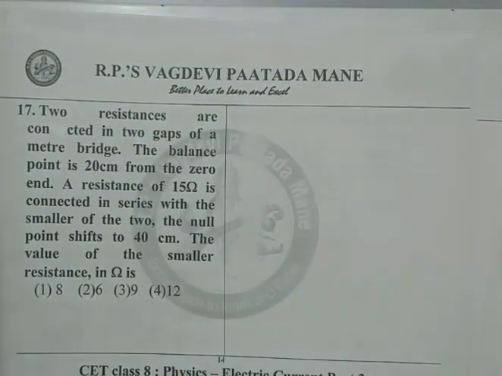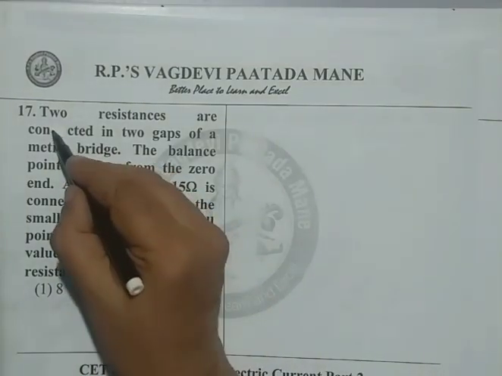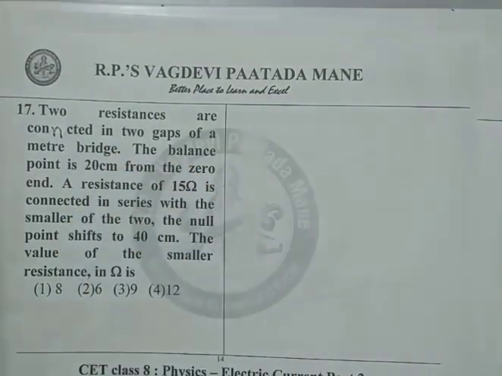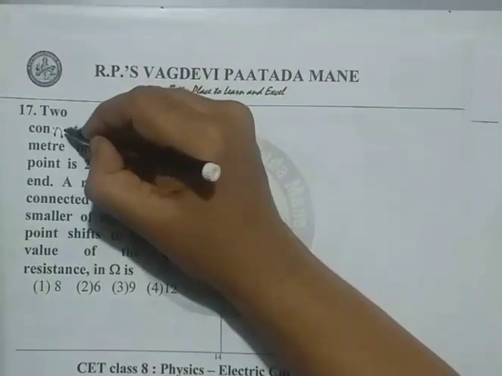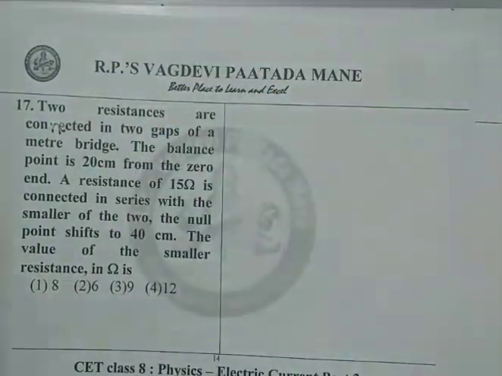Now we read the next question. Two resistors are connected in two gaps of a meter bridge. The balance point is 20 centimeter from the zero end. A resistance of 15 ohm is connected in series with the smaller of the two. The null point shifts to 40 centimeter. The value of the smaller resistance in ohms.